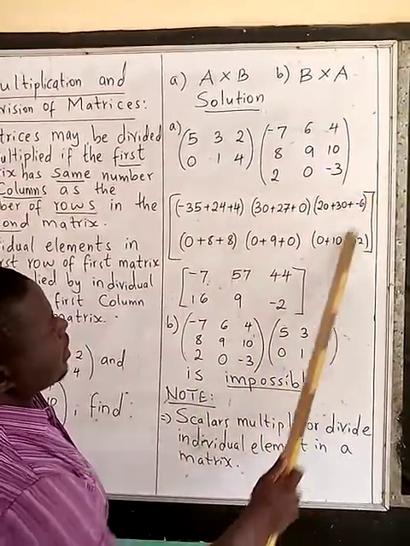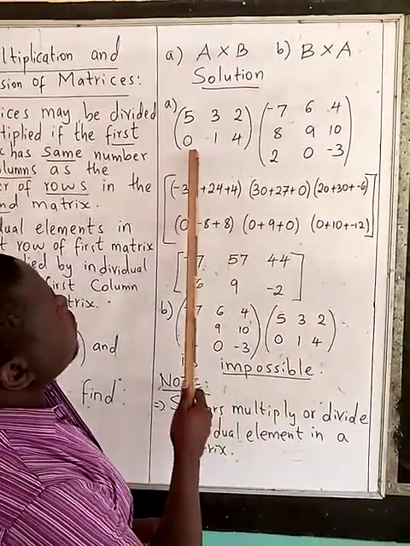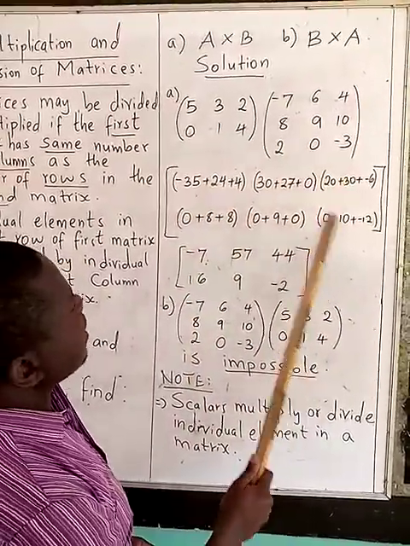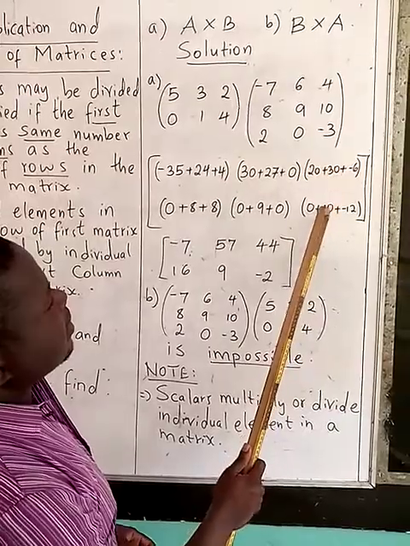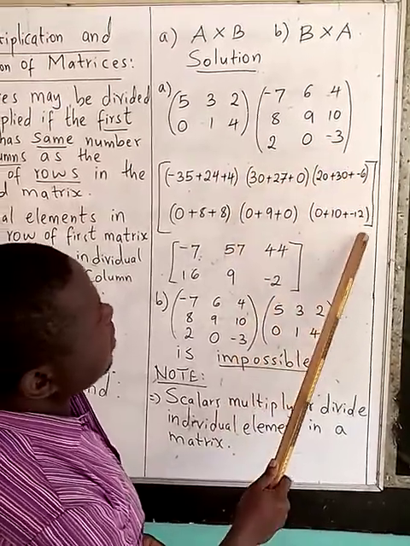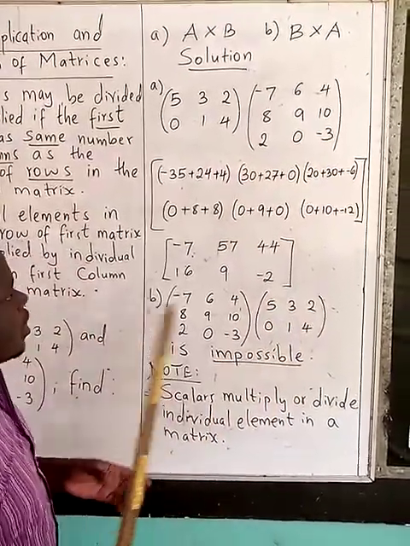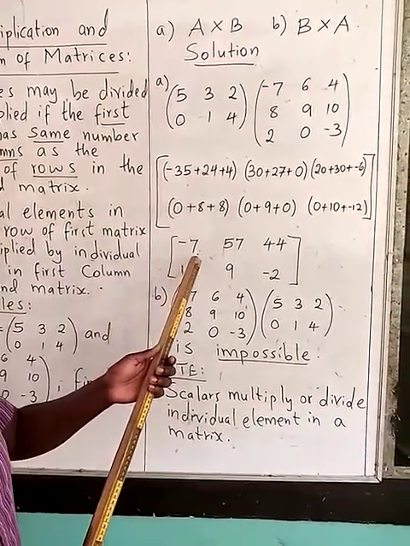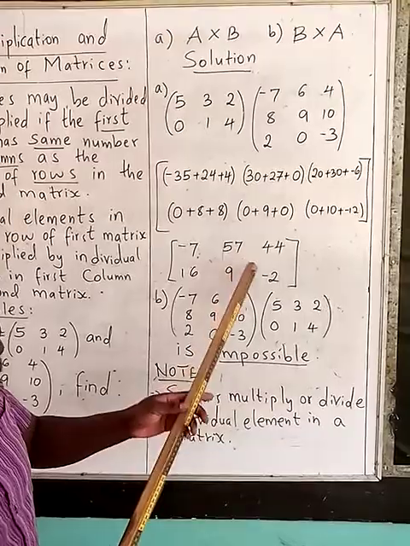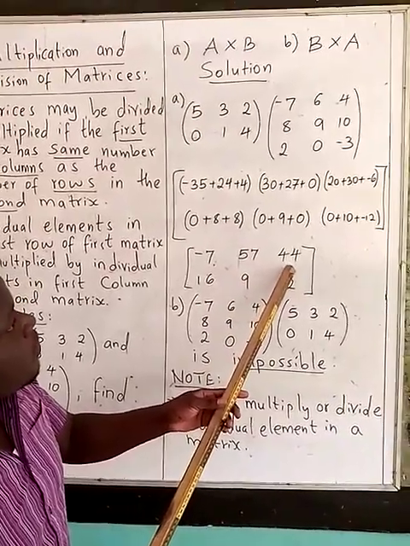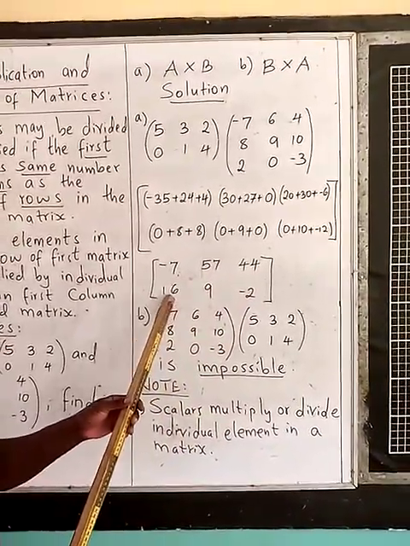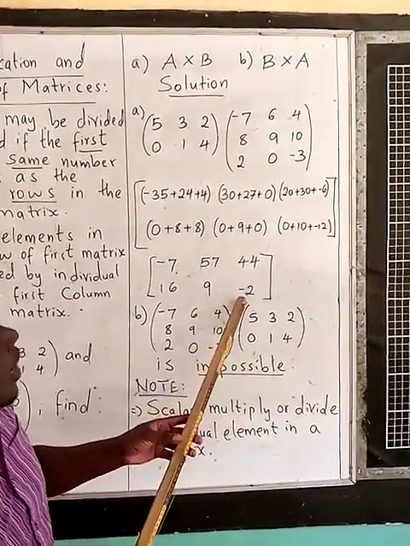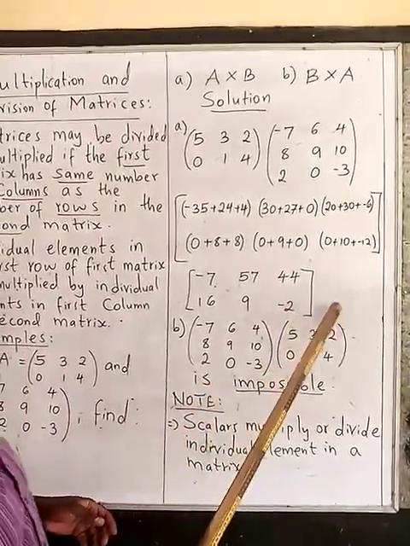Second row, third column is here. We are going to have 0 times 4 is 0, plus 1 times 10 is 10, plus 4 times negative 3 is negative 12. If we add them, we are going to get negative 7, 57, 44, 16, 9, and negative 2. So this becomes our matrix.